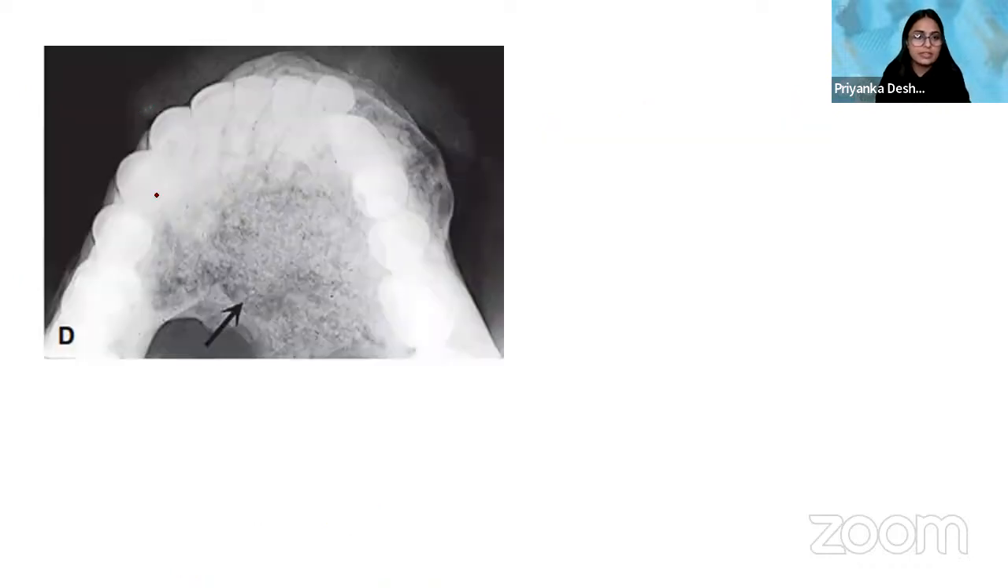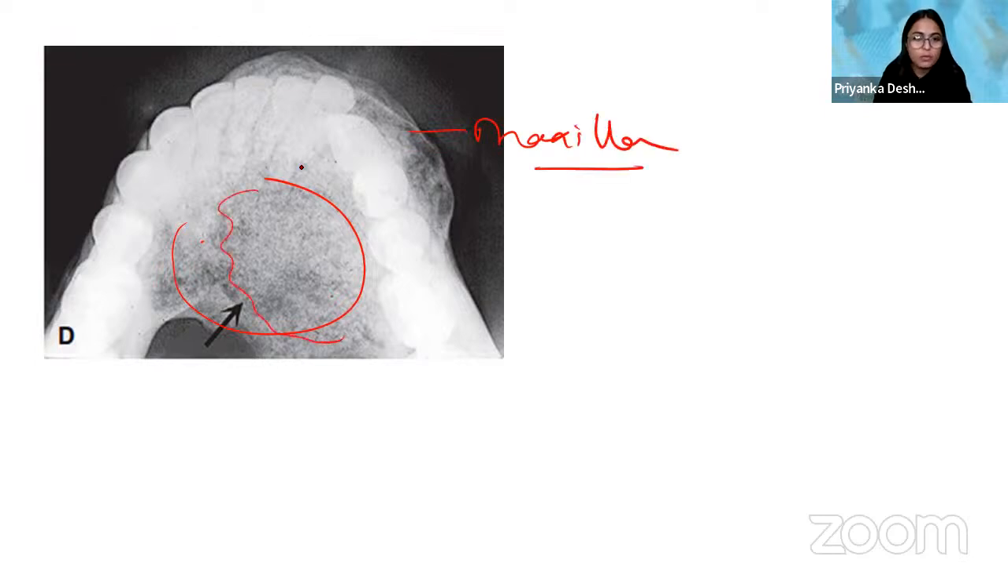If you look at the radiograph of it, this is a fibrous dysplasia. So here we have the maxilla. And this is an abnormal bone, a granular bone pattern that you see, which is called ground glass appearance.